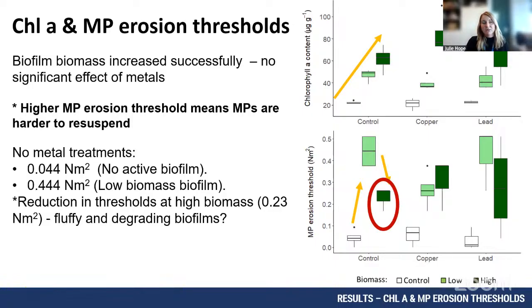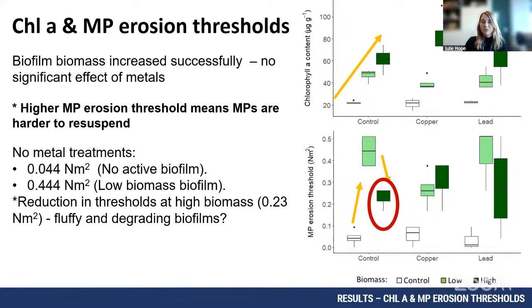Now, I mentioned earlier on that we didn't grow these biofilms under flow, and we know that the biofilm is stronger and more compact when you grow under flowing conditions, but we tidally inundated them in order to keep those plastics where they were. So what we think is this biofilm in the high level is actually growing really fluffy. If you think of it as very fluffy and loose, that means when the flow is coming across there, it's easy to rip up that biofilm, and then those plastics go with it as well.